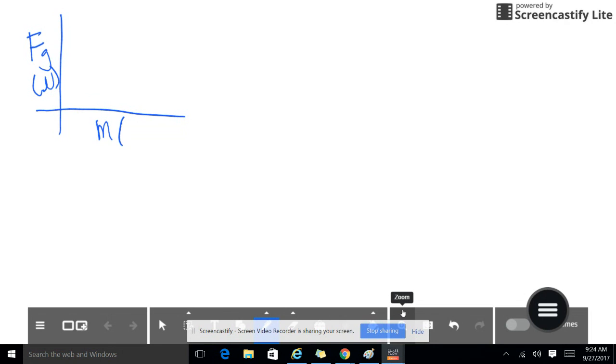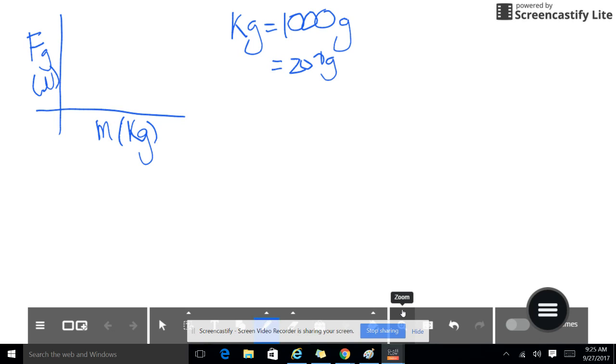And here's the tricky thing. Convention says that we should measure mass in kilograms. We were getting all these numbers in grams, especially from the scale, but you should have converted them to kilograms. Just a quick reminder, a kilogram is 1,000 grams. So if you had something that was 200 grams, then you would say that it was 0.2 kilograms.